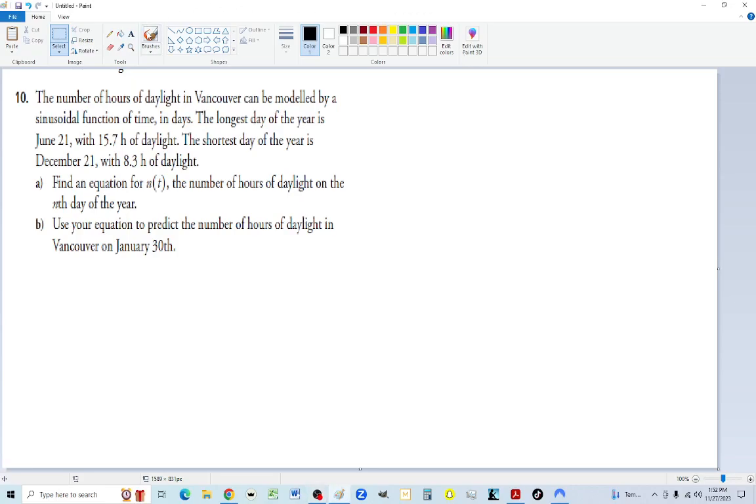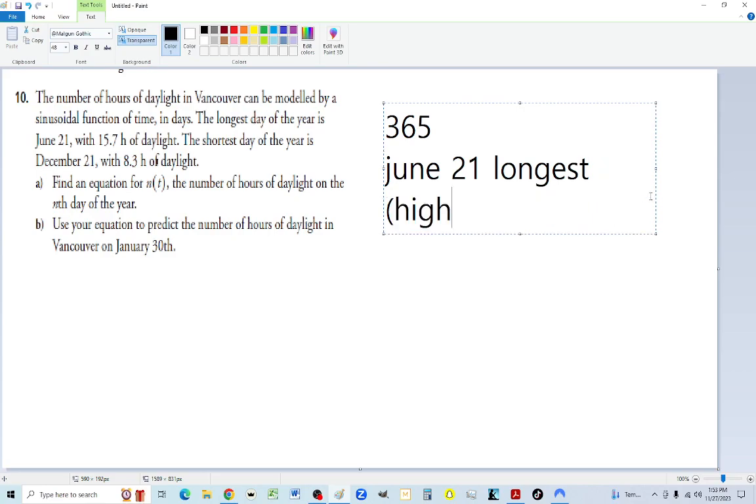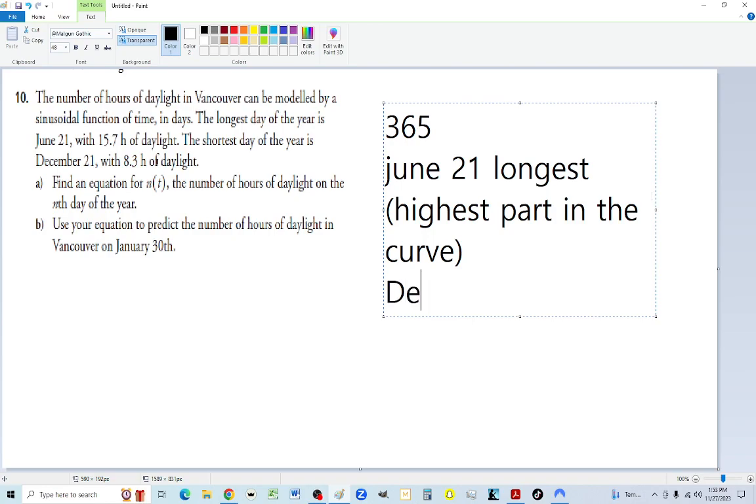Okay, so here you have a question where we're trying to model a sine curve off of a year. And since it's dealing with days, we might as well convert the year into days. Sure, we could use 365.25 to accurately reflect it, but in this case, you don't really have to. What we're going to notice is that June 21st is the longest, or highest part of the curve, and that December 21st is the shortest.